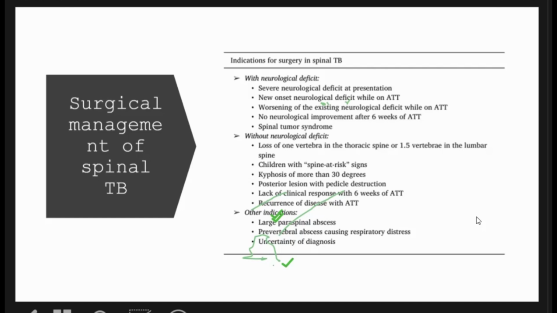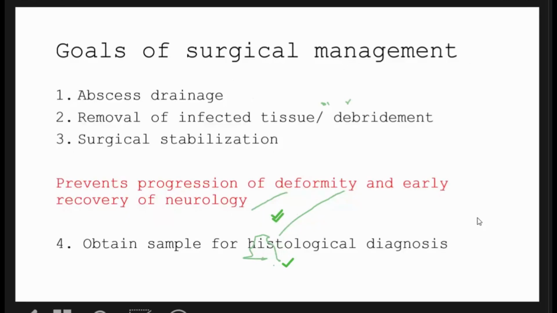Or if you have a paraspinal abscess which is causing a significant impact to his life, like respiratory distress, that will be helpful for us to drain. Okay, so what are the goals of surgical management? Firstly, to drain whatever abscess we have, remove all the infected tissue and debris, and cause surgical stabilization.